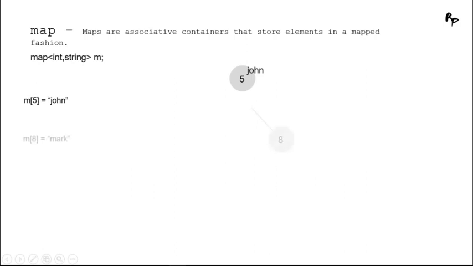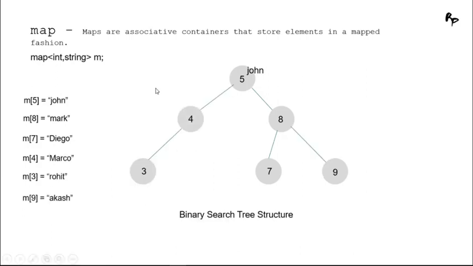If you insert one more element, suppose Mark of roll number 8, it will insert the node to the right side of John because 8 is greater than 5. The next node is 7. It is mapping roll number 7 to Diego, which is again stored to the right side of 5 but the left side of 8, because it's greater than 5 but less than 8. In a similar fashion, it maps more elements and creates a binary search tree.